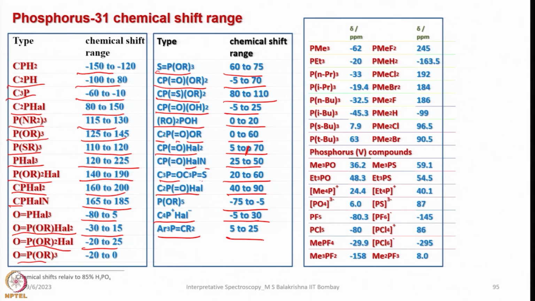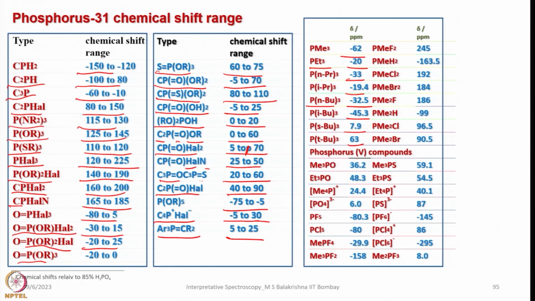And then if we look into phosphines, trimethyl phosphine shows at -62, triethyl phosphine at -20, triisopropyl -33. For normal propyl it is 33, and isopropyl is -19.4, and tri-N-butyl phosphine normal one will be 32, and isobutyl is -45.3, and secondary butyl is 7.9, and tertiary butyl is 63. So most of these phosphines we use with palladium or platinum in combination, or with rhodium while using them in homogeneous catalysis. From that point of view, just having some knowledge about their chemical shift would be very helpful.